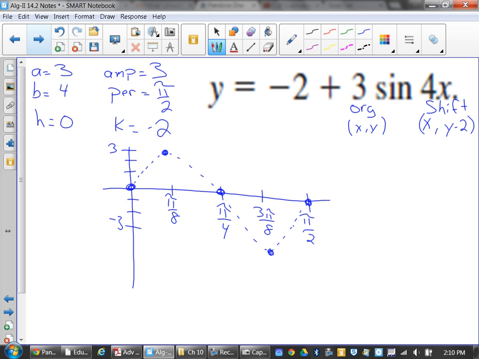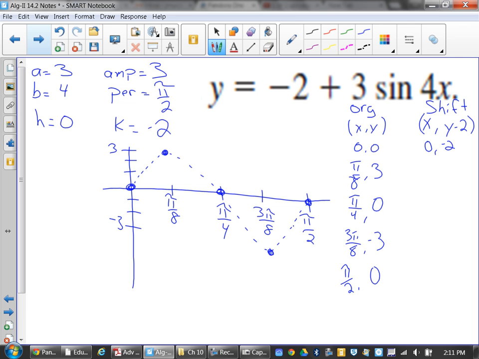And I list them. 0, 0. Pi over 8, 3. Pi over 4, 0. 3 pi over 8, negative 3. And last, pi over 2, back to 0. Pi over 8. Yeah. It's tough when I'm writing sideways. So this will be at 0, negative 2.